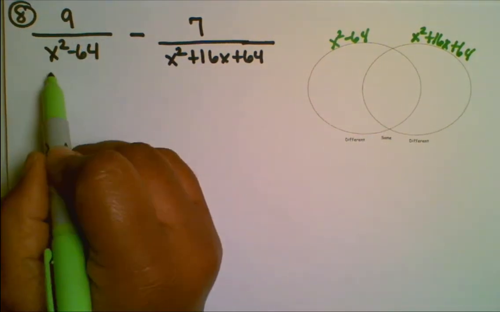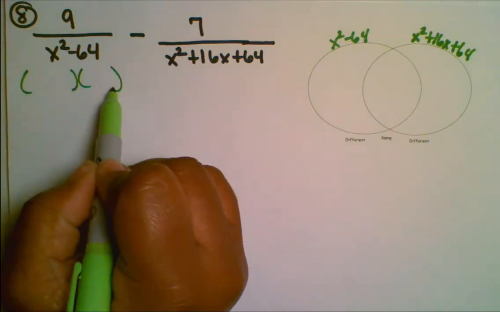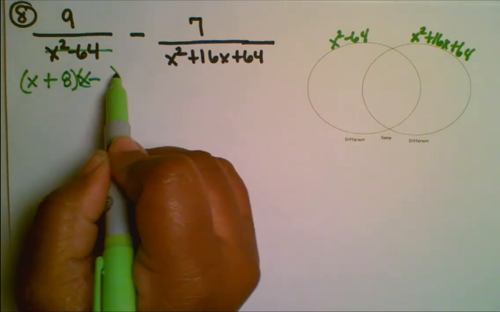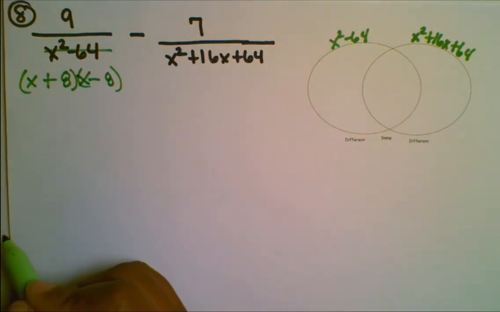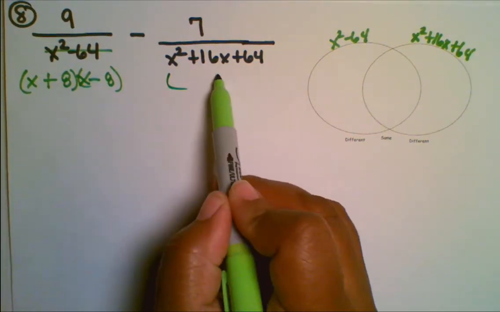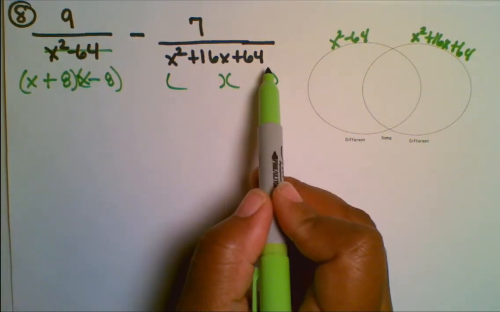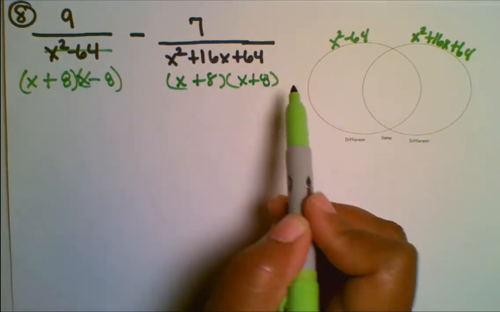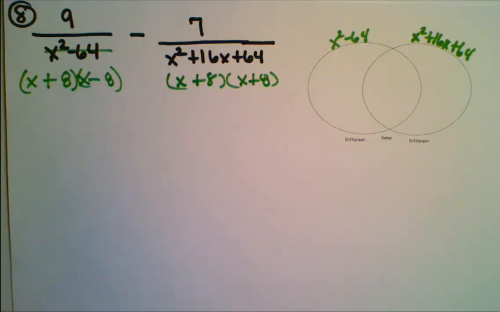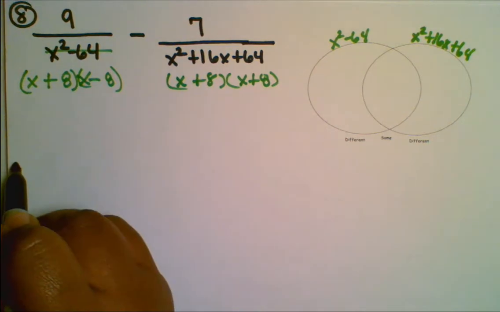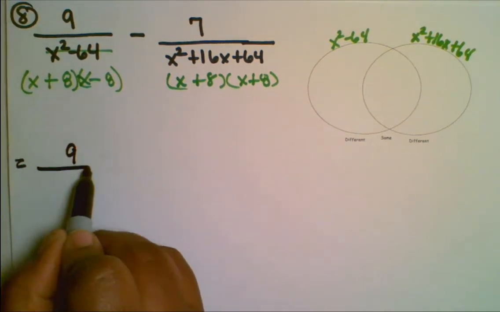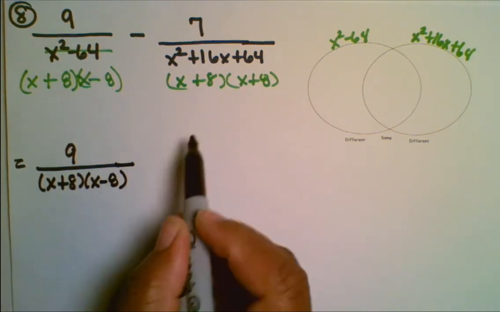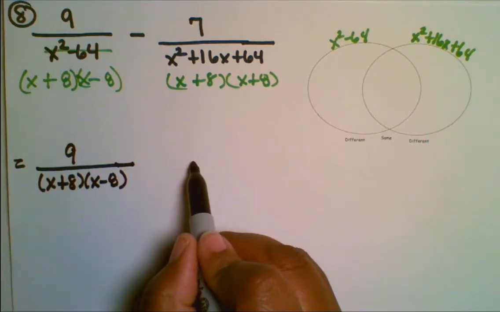Now let's factor. X squared minus 64, that is the difference of two squares. We have opposite signs, x and x for the first term, 8 and 8 for the last term. Then for x squared plus 16x plus 64, this is a perfect square trinomial. We have x plus 8 times x plus 8. All right, so let's rewrite our fraction with the new factored denominators. And let's leave some space there.